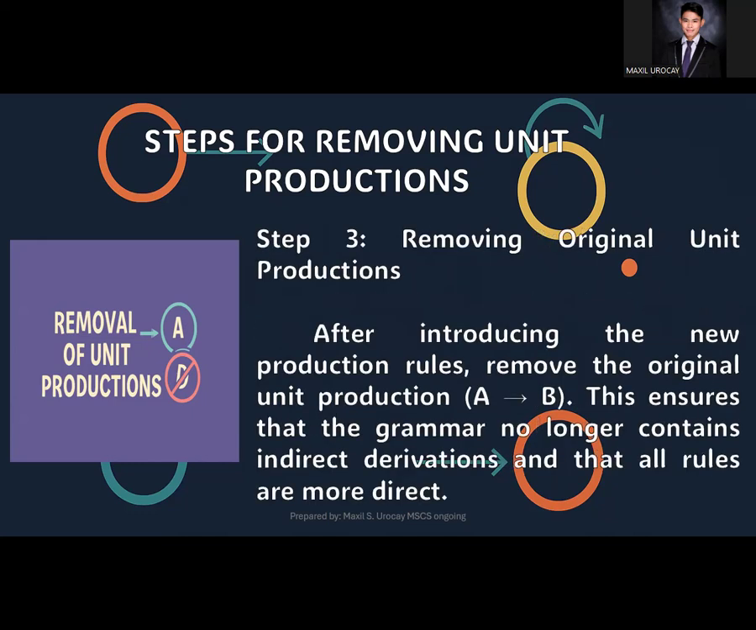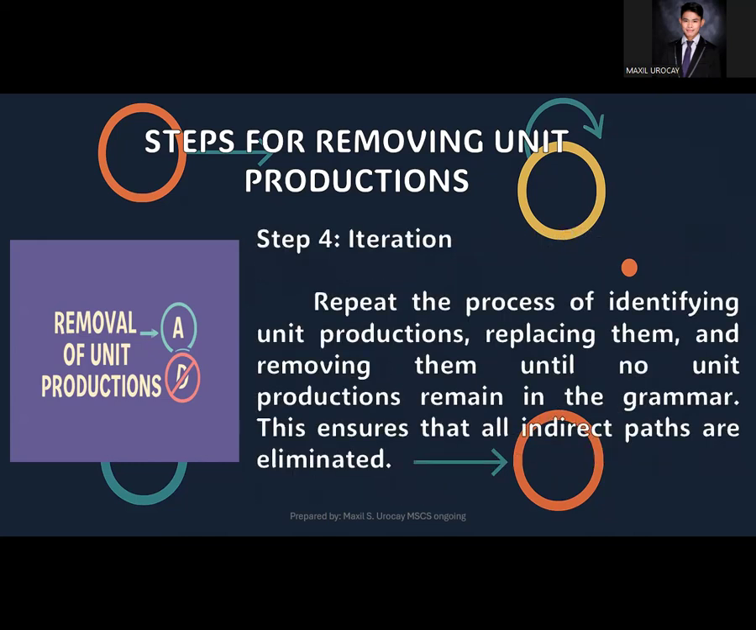Now, how do we remove the original unit production? After introducing the new production rule, remove the original unit production A to B. That ensures the grammar no longer contains indirect derivations and all the rules are more direct. Afterwards, we iterate the process, repeating the same procedures until we find the base case. Repeat identifying unit productions, replacing them and removing them until no unit productions remain in the grammar. This ensures that all indirect paths are eliminated.